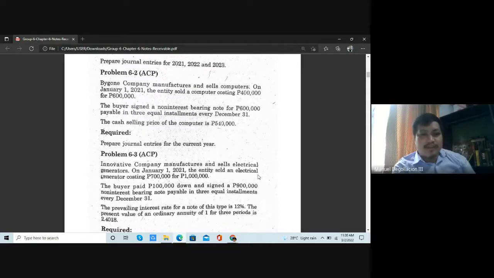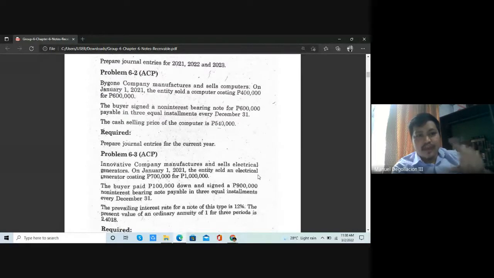Okay. So class, understand class that the reason that our entry does not involve a credit to computer class or equipment in the amount of 400,000 is because we are engaged in the business of selling computers class. We are not dealing with a sale of an item of PPE that is used in the operations. We are actually selling inventories here, class.